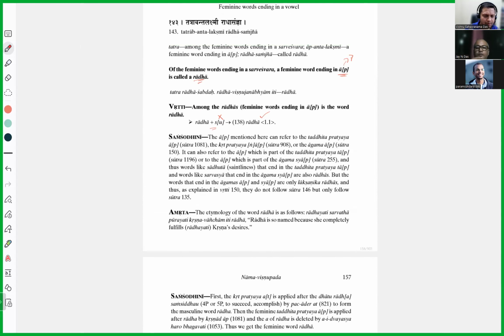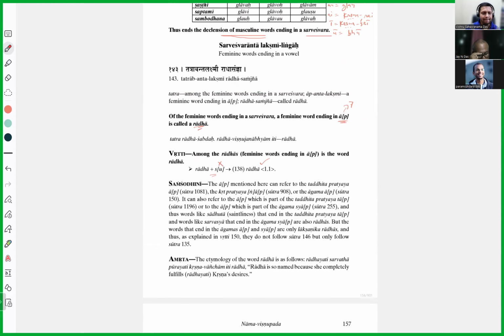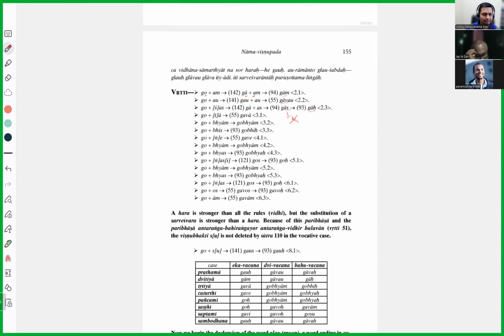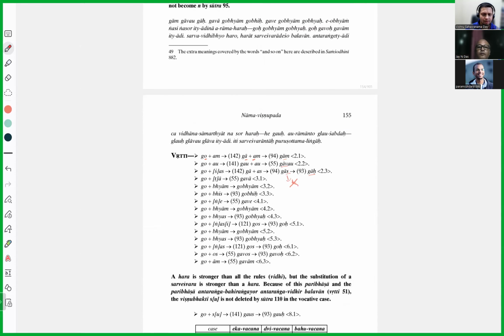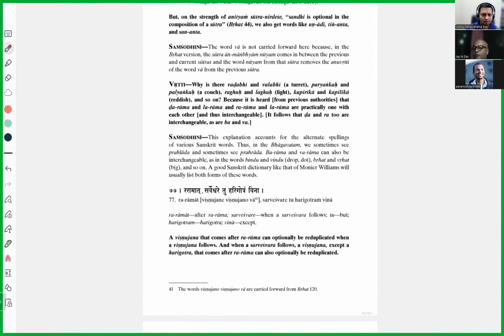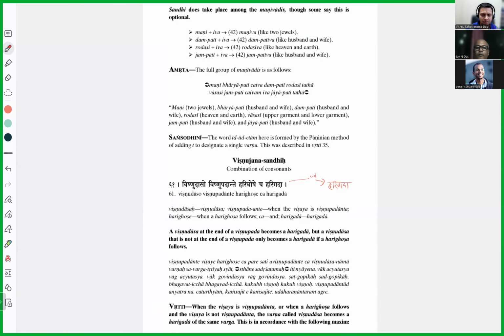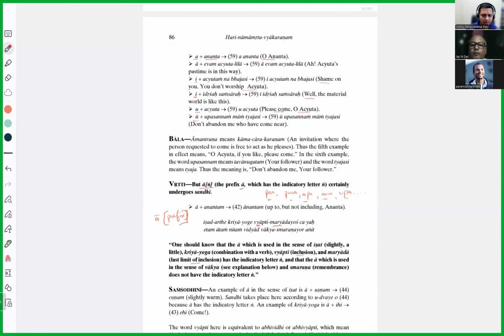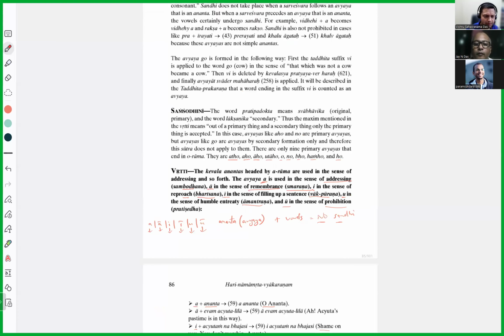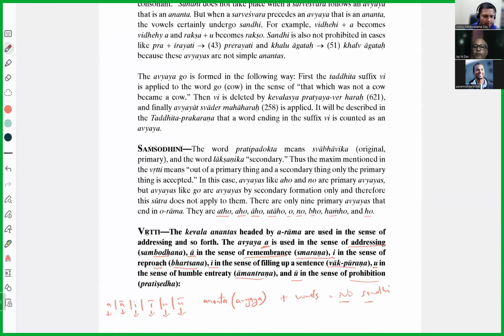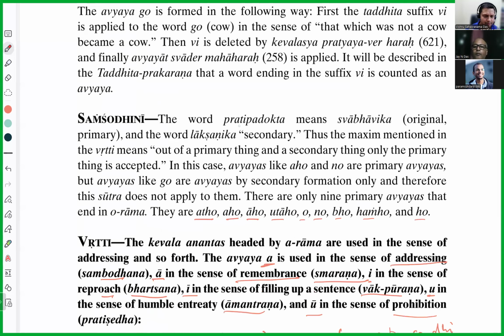So one is Pratipadika and one is Lakshanika. Let us go to the sutra, Ora Manta Namantanam, in the Sandhi Prakaranam, Sarveshwaranta Sandhi. Here it is. Sankshodhani explains here the word Pratipadokta means Swabhavika, original, and the word Lakshanika means secondary. Now, what does it mean? Pratipadokta and Lakshanika in more detail.